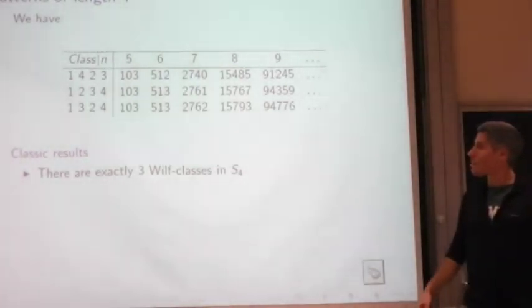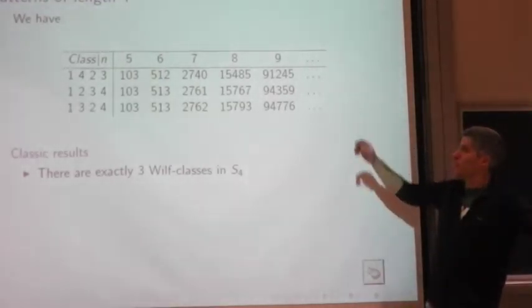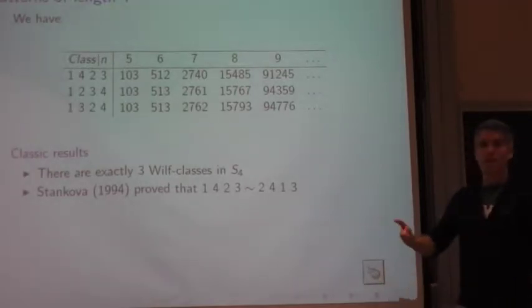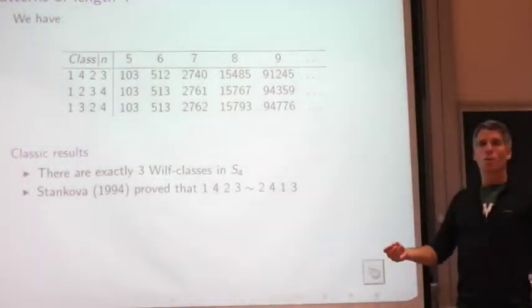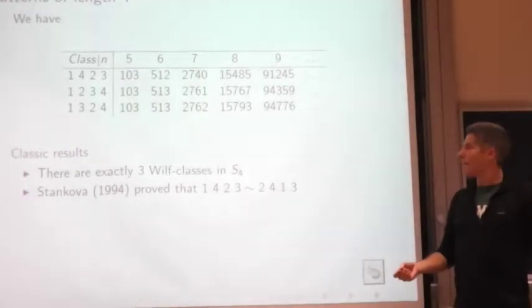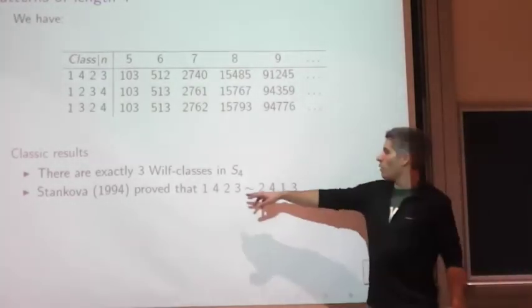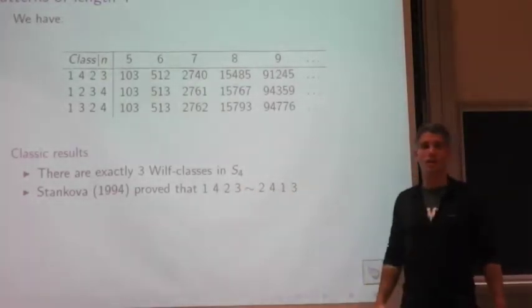So what I want to talk about is the very first class, the one with 1, 4, 2, 3. And as part of showing that there were 3 Wilf equivalence classes, one of the key results, this classic result that dates from 1994, is showing that 1, 4, 2, 3 and 2, 4, 1, 3 were the same.